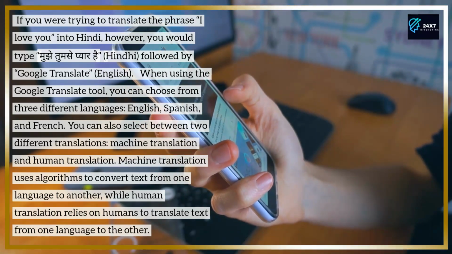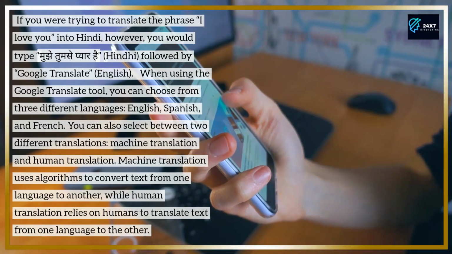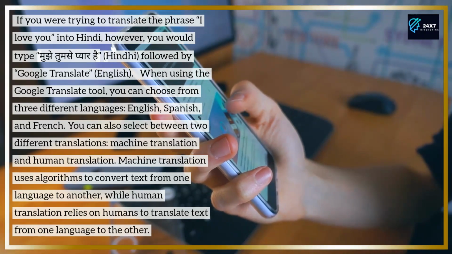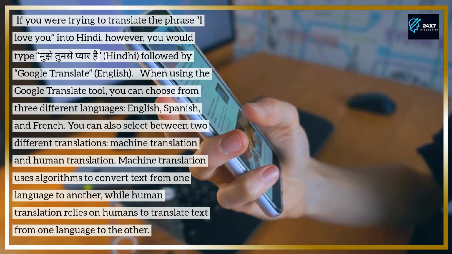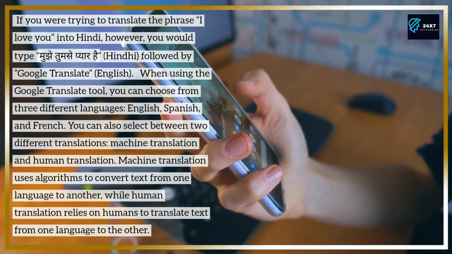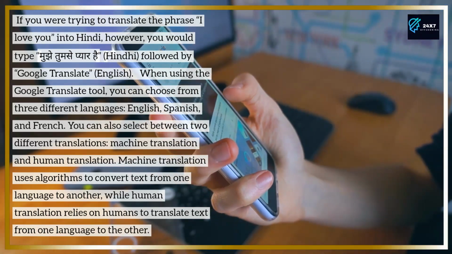When using the Google Translate tool, you can choose from 3 different languages, English, Spanish, and French. You can also select between 2 different translations, machine translation and human translation. Machine translation uses algorithms to convert text from one language to another, while human translation relies on humans to translate text from one language to the other.